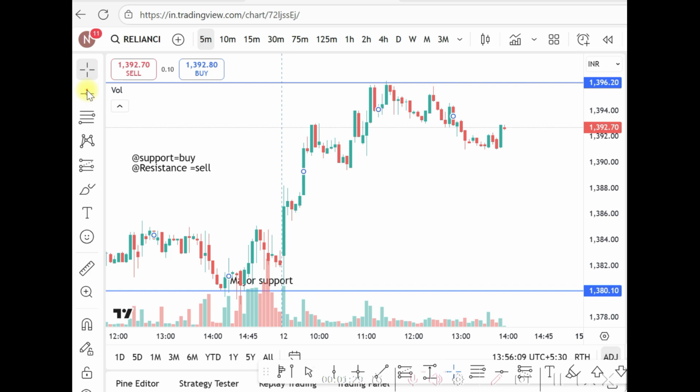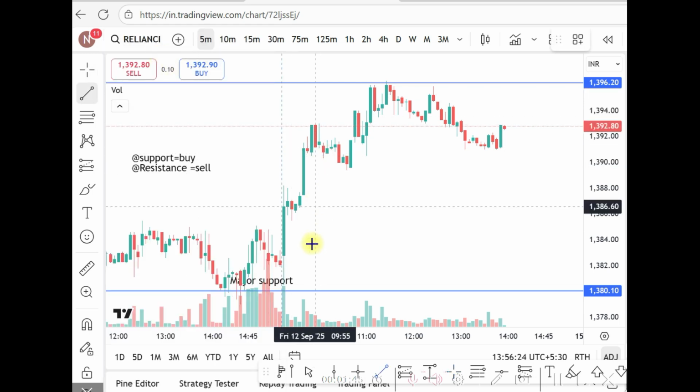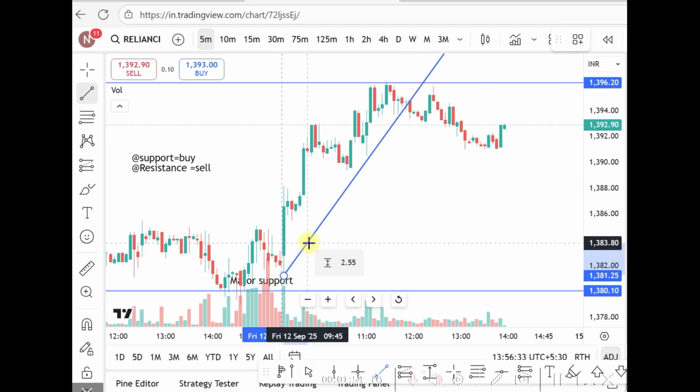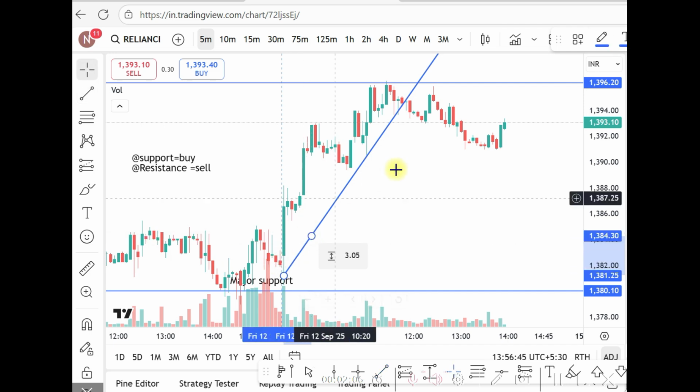Then let's see how to draw the trend lines. Click on this symbol and select this trend line. See, it should connect 2 or 3 pivot points to form a valid trend line. From here, you can connect this. Yeah, it is connecting 2 to 3 points. This is a trend line. In this figure, we are connecting 1, 2, and 3 points. Then it is a valid trend line.